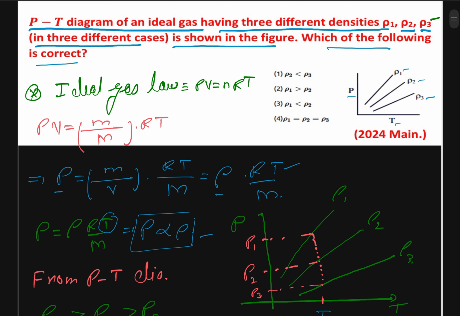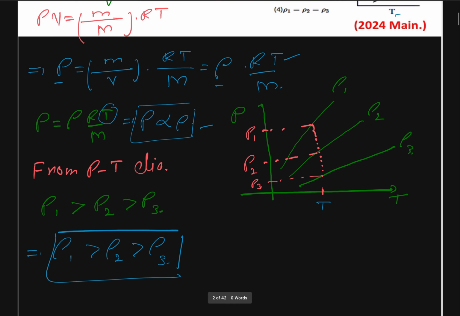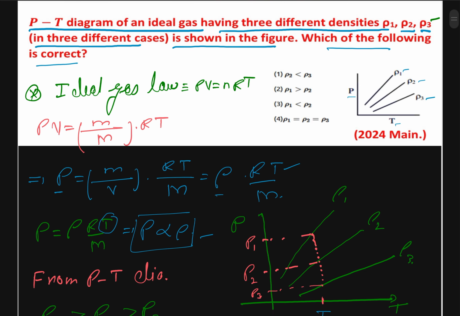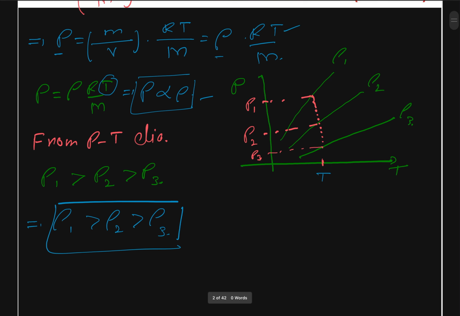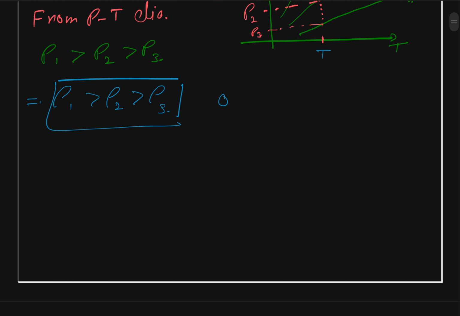So we can say that our rho 1 is greater than rho 2. So option 2 is correct. Option 2 is correct. Next question.